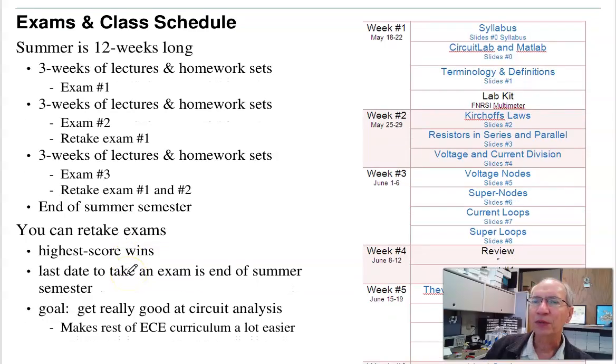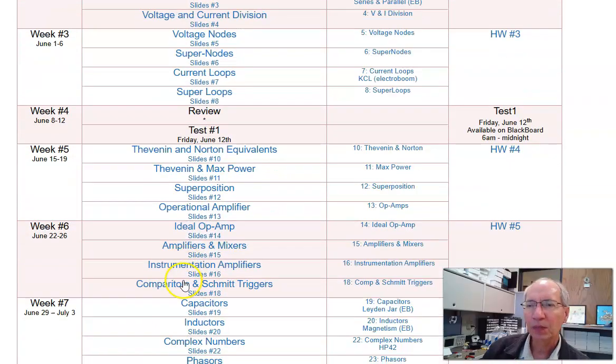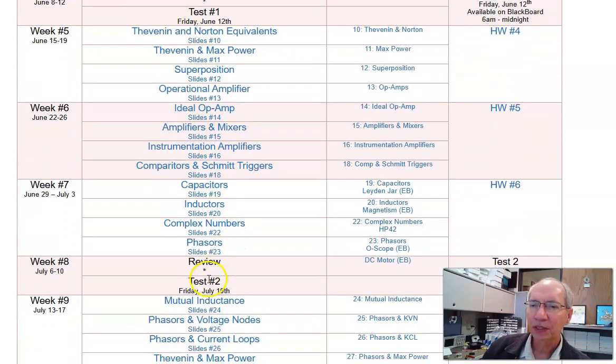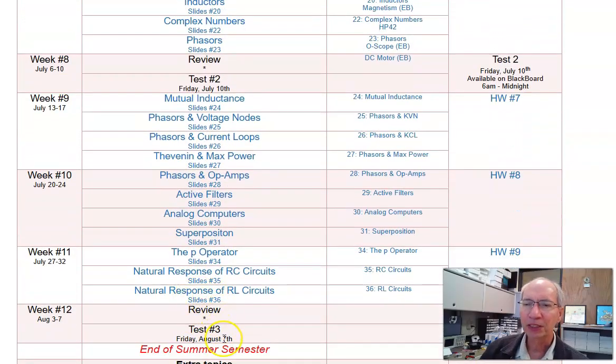In terms of the way the semester is going to go, summer is 12 weeks long, so we'll have 3 weeks of lectures, then review and test number 1. 3 weeks of lectures, review and test number 2. 3 weeks of lectures, review and test number 3.